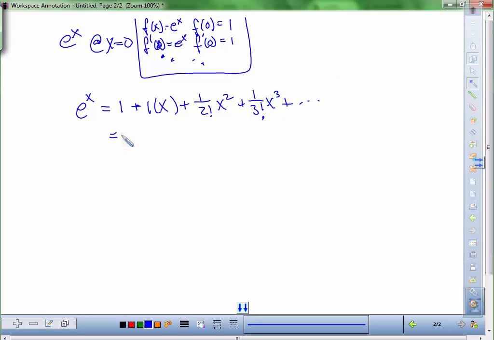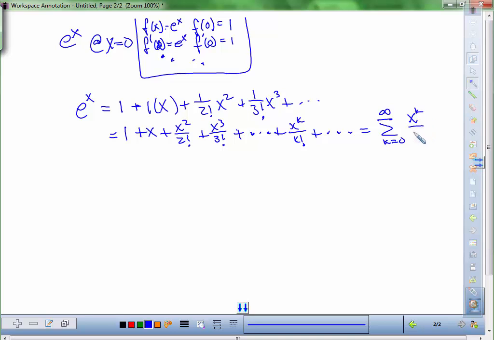And so this is easy enough to simplify as 1 plus x squared over 2 factorial plus x to the third over 3 factorial, and we can go dot, dot, dot here. And if you get really good at this, you can try to figure out what the generic term is. So the kth term is going to be x to the k over k factorial. By knowing this, you can write this as a power series with the summation sign, k going from 0 to infinity of x to the k over k factorial.